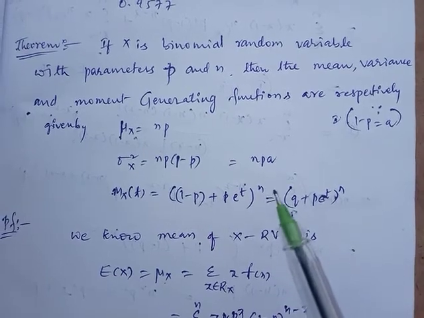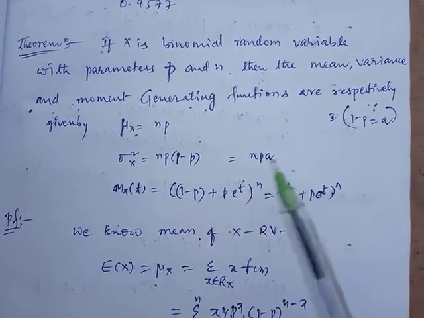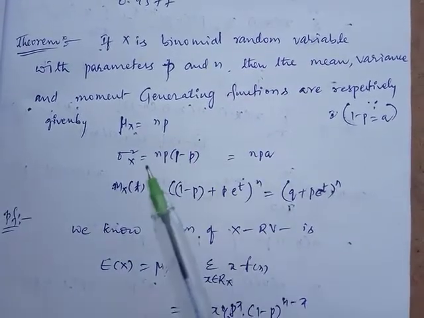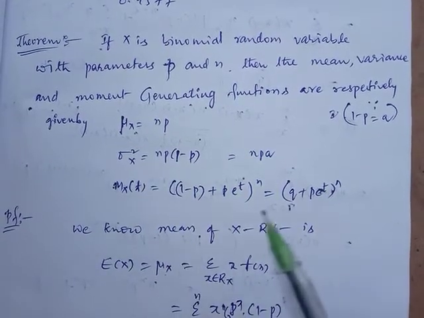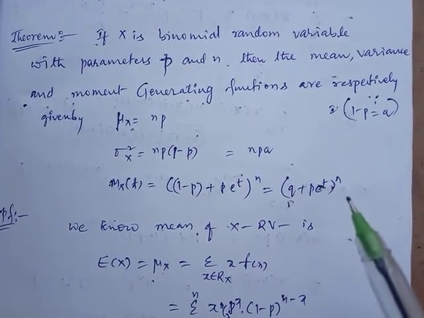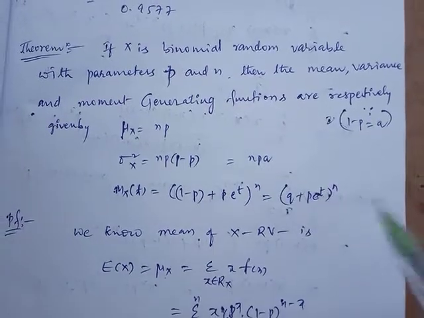Sometimes we may replace 1 minus p by q. The mean is equal to np, the variance is equal to npq, and the moment generating function is (q plus p e to the power t) whole power n. We have to show these three values.